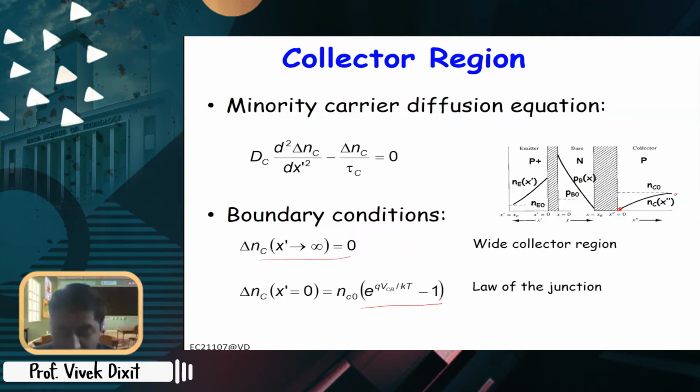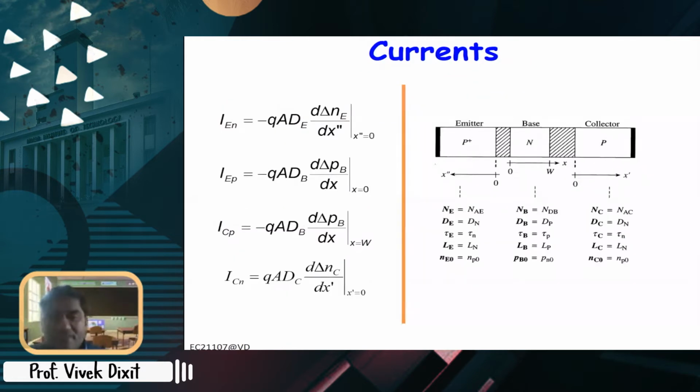This is 0, so delta n is 0. Please recall this delta n is 0. That means n equals N_C0 here. So based on this profile, we can write the equation of current.